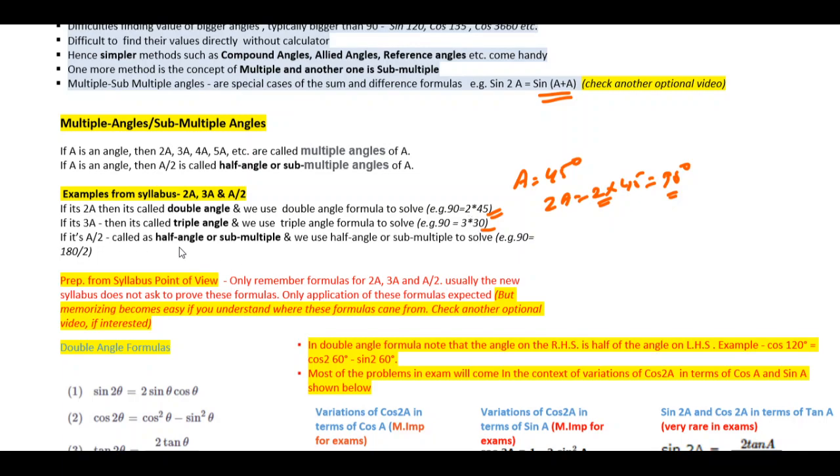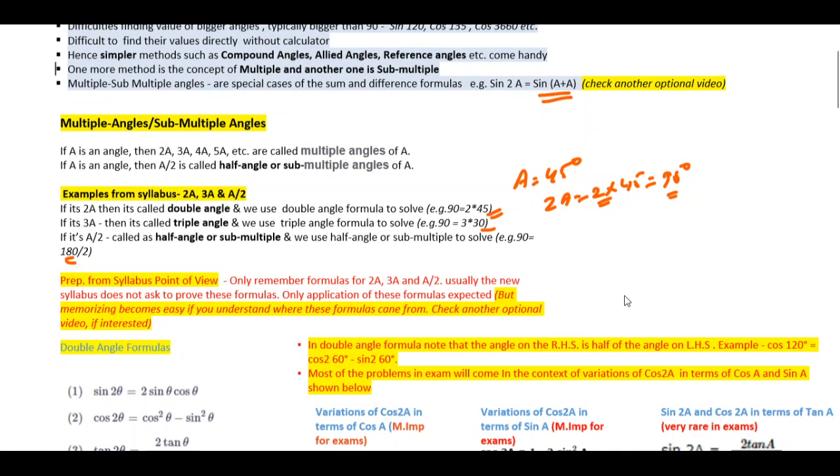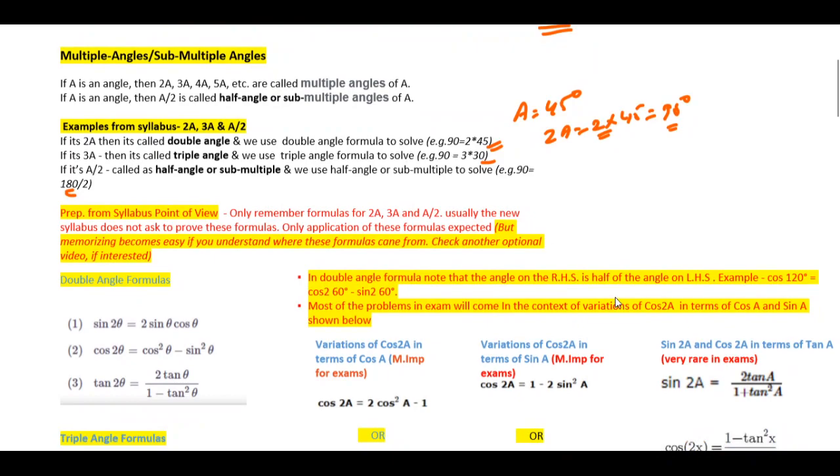Similarly, if you're going to use the half angle formula, then let's say the angle is 180. So the half angle is 180 divided by 2, which becomes 90. So 90 is a half angle of 180. So the definition is pretty literal, and it's nothing that you need to remember. So it's just a concept. Multiple angle and submultiple angle are used to calculate larger values of trigonometric functions. And again, a gentle reminder from a syllabus standpoint: just 2a, 3a, and a by 2. You don't have to worry about anything else.